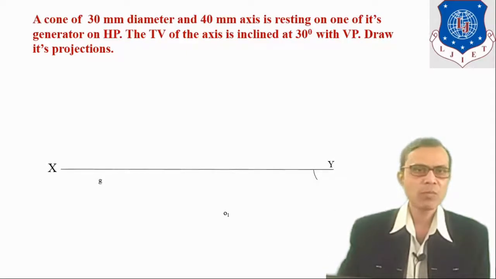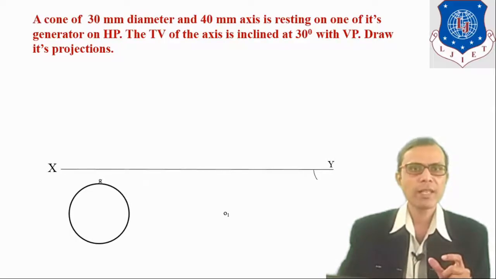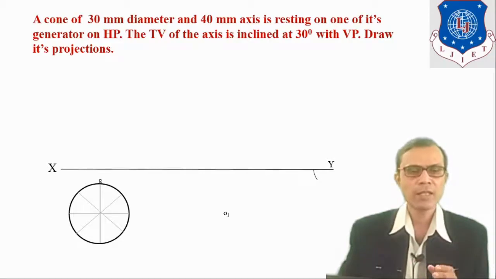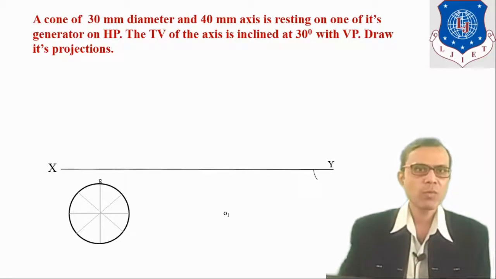Start from the true shape of the base. Draw a circle of diameter 30 mm. Diameter is 30, so take compass size, radius equal to 15 mm, and draw a circle. Divide the circle into 8 equal parts. You can also divide this circle into 12 equal parts. So here we have divided into 8 equal parts. So angle of one segment is 45 degrees. By considering that angle, it is divided into 8 equal parts.